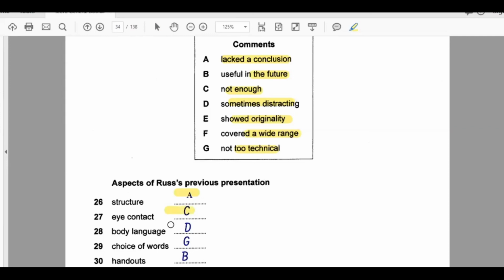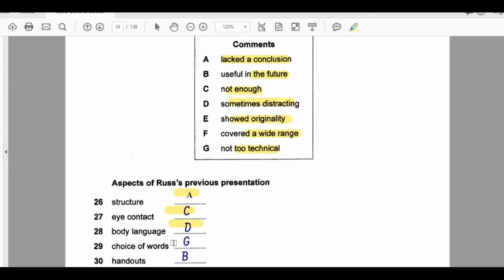Your body language. She found that his body language was kind of weird because every time he changed the slide, he turned his back to the audience and started looking at the slide. She also says that he was scratching his head a lot. So instead of noticing what the information was about, she was more focused on when he would do this next. Of course this was distracting and shouldn't be done next time. So the answer is D, sometimes distracting.